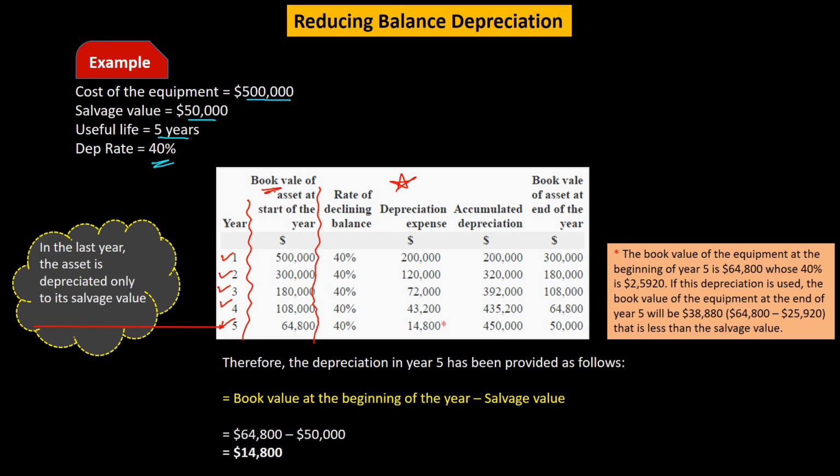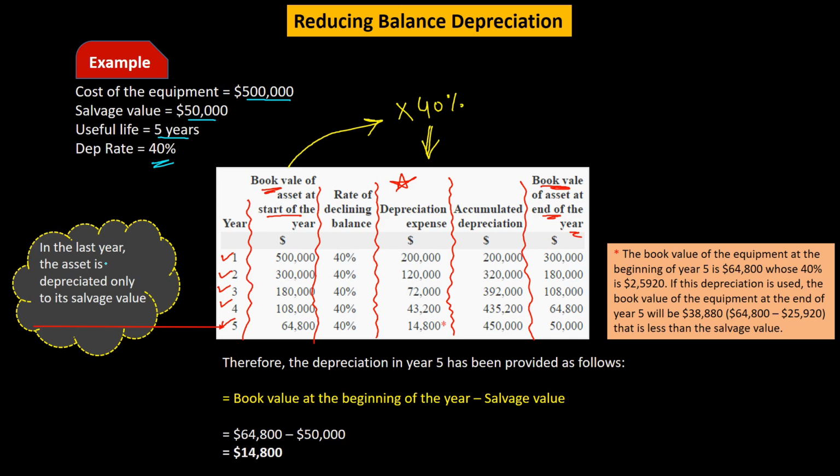Then we have book value at the start of each year, and in the end we have book value of the asset at the end of each year. In the next column we have the rate of depreciation, which is 40%, and in the next two columns we have depreciation expense and accumulated depreciation. So here we will simply use the book value at the start of each year and we will multiply it with 40% in order to get our depreciation for the year.